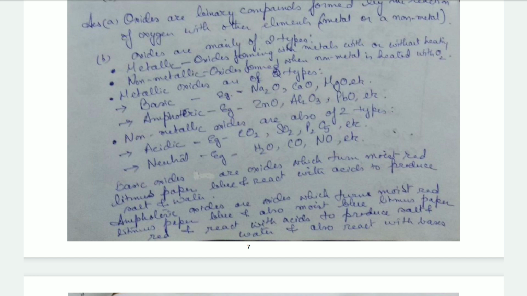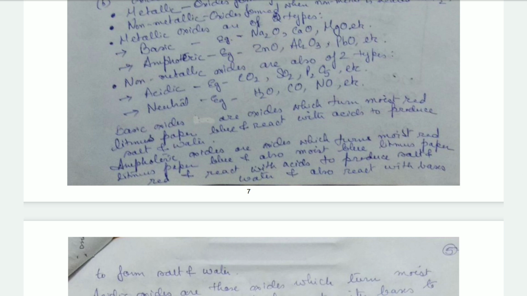Now, non-metallic oxides are of two types: acidic oxides and neutral oxides. Acidic oxides are those which react with a base to form salt and water. For example, carbon dioxide, sulfur dioxide, phosphorus pentoxide, etc. Then neutral oxides are those which do not react with acid or base. They are just the opposite of amphoteric oxide. For example, water, carbon monoxide, nitrogen monoxide, etc.